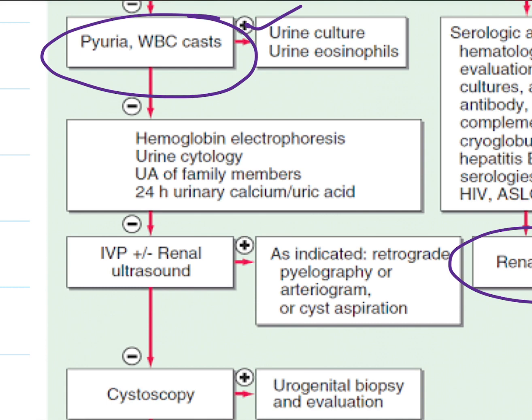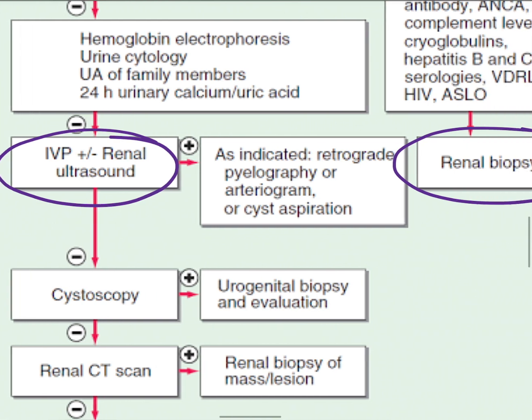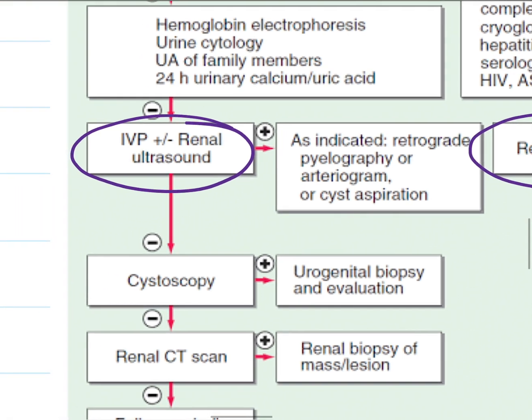Even if these tests are normal, the next step is IV pyelogram and renal ultrasound, to see whether any renal calculi, strictures, cysts, or tumors are present. As indicated, you next do a retrograde pyelogram, arteriogram, or cyst aspiration, depending on what you get in this scan.